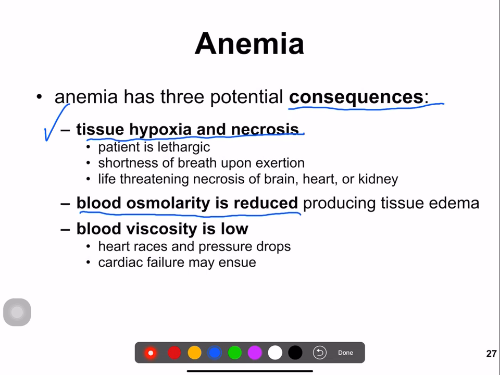And of course, when we had our discussion about capillary exchange, as soon as you play around with osmolarity, you're affecting the colloid osmotic pressure, which is the force that will draw some of the fluid back into a capillary that's being put out into the tissue, and the result would be edema. Also, when blood viscosity is low, the heart races, pressure drops, and it may actually result in cardiac failure.